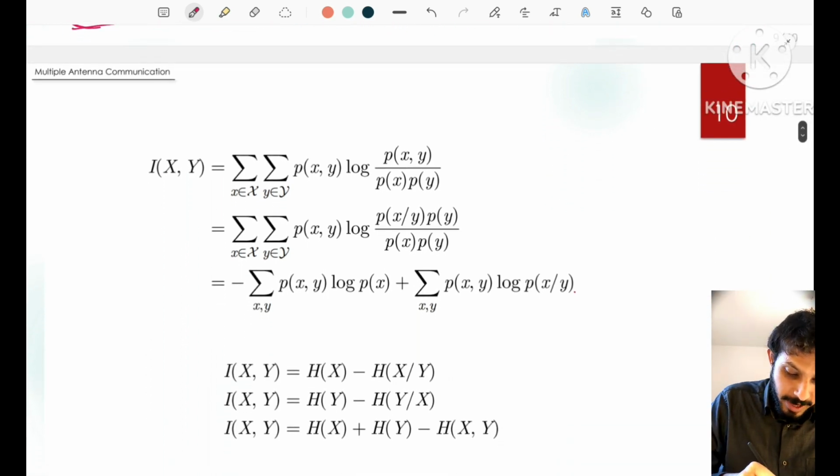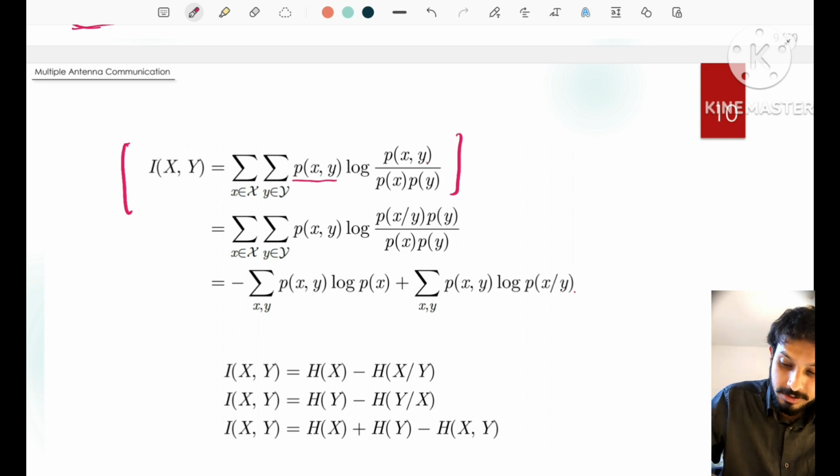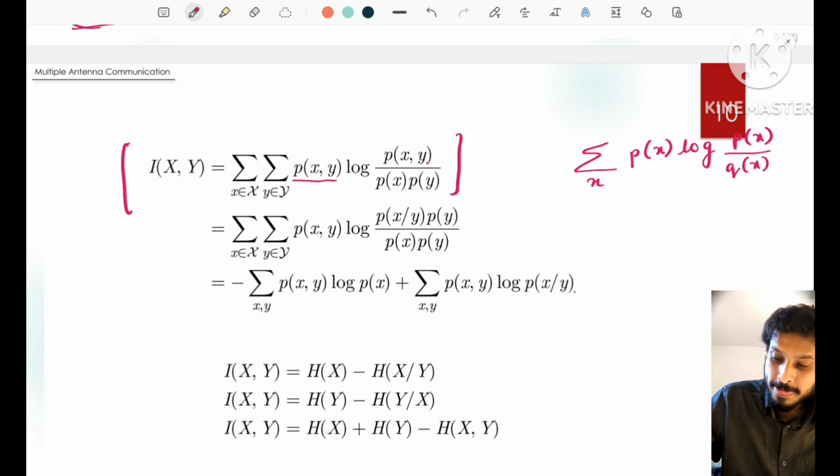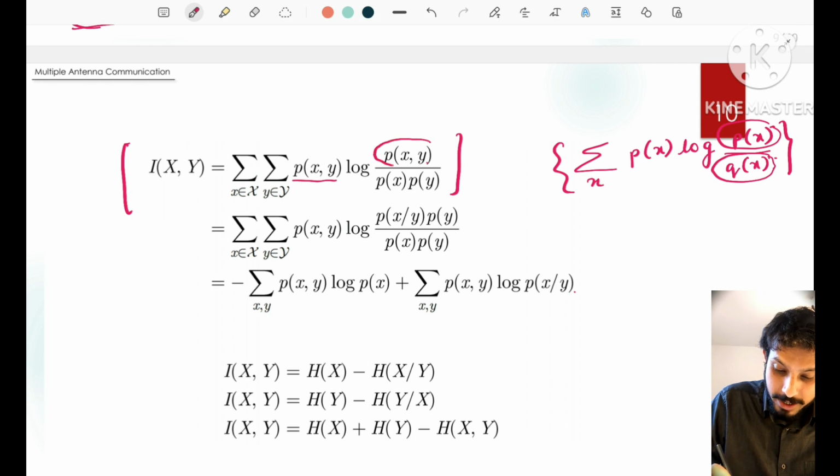So if we try to expand this mutual information using the definition of relative entropy, we have summation of p of x comma y log of p of x comma y upon p of x p of y, because the relative entropy was summation over x of p of x log of p of x by q of x. So it was the distance between the distribution p of x and q of x. And now in this case, we have p of x comma y and p of x p of y. Thus, it can be represented in this form.